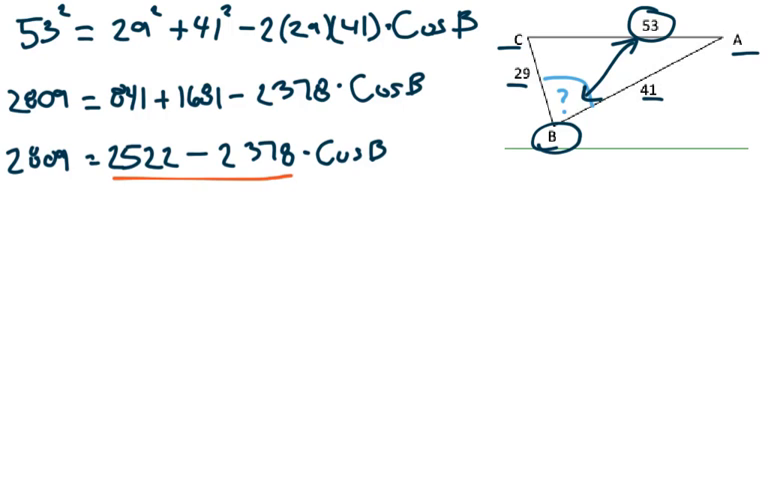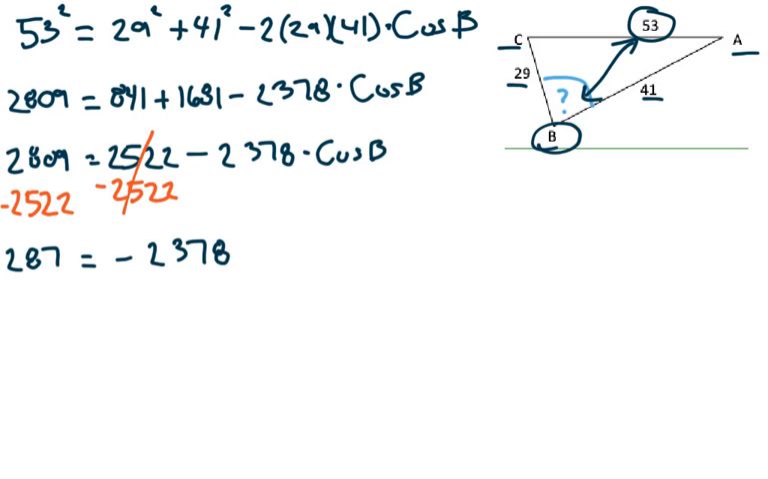Again, don't be fooled. Don't do this subtraction. You have to subtract 2,522 from both sides first, and then you get to deal with the 2,378 in a bit. So we're left with 2,809 minus 2,522, and that is equal to 287. And that's equal to negative 2,378, all right, that's what remained, times the cosine of B.